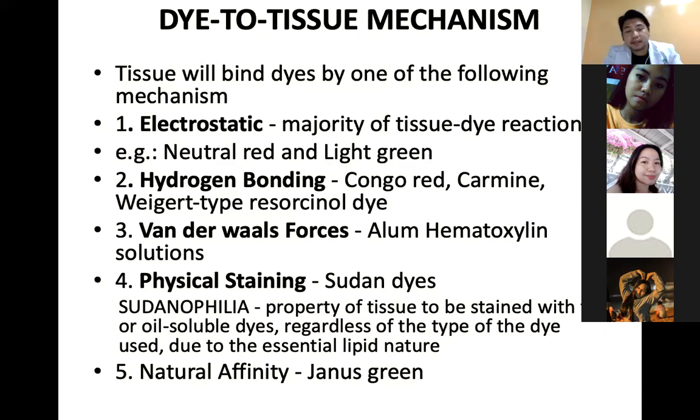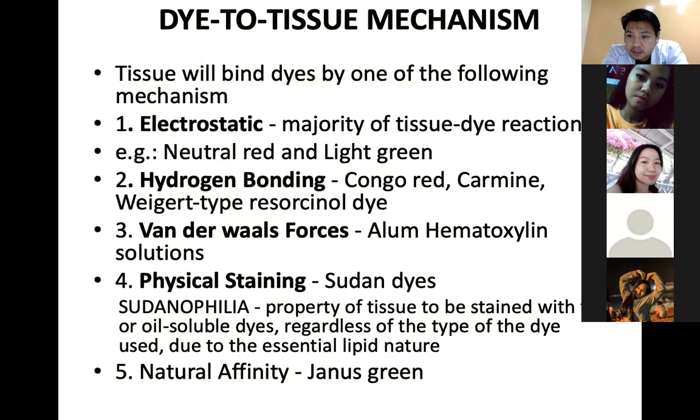Electrostatic force or mechanism class is also known as the Coulombic attraction. So it's also termed as the salt links or electrostatic bonds. They arise from electrostatic attraction of unlike ions. Examples for our basic dyes using the electrostatic mechanism are phosphated DNA and RNA. For acidic, we have the sulfated mucosubstances.